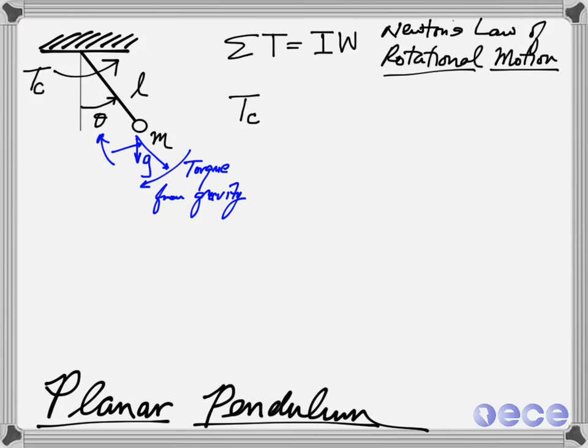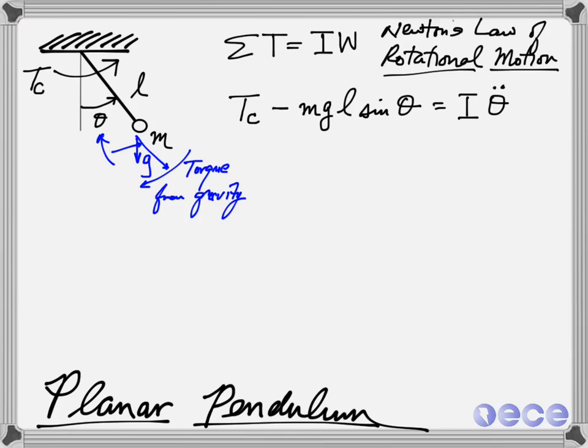So we actually multiply that by how far away it is from the vertical, and we use a sinusoid to do that. So mgl times sine of theta gives us the amount of torque that we see on the bar, and then all of that has to equal the rotational moment of inertia I, and then theta double dot, so that's the angular acceleration.